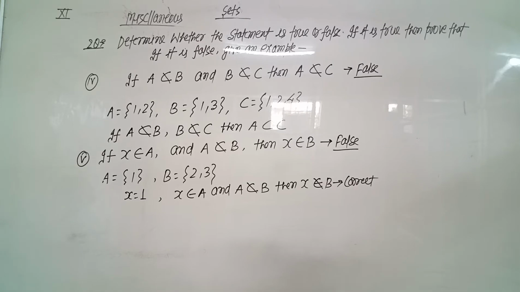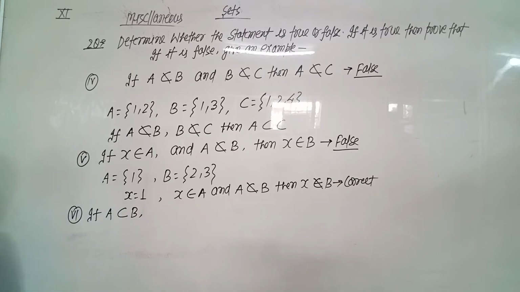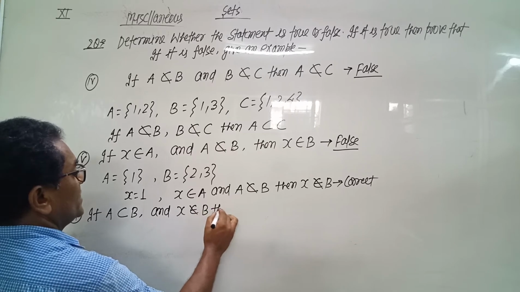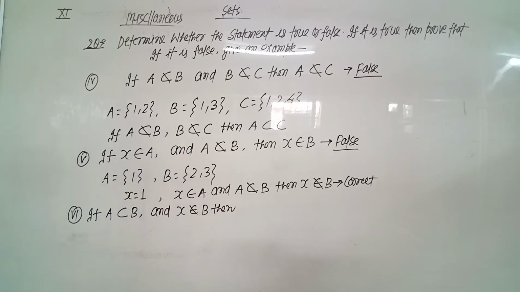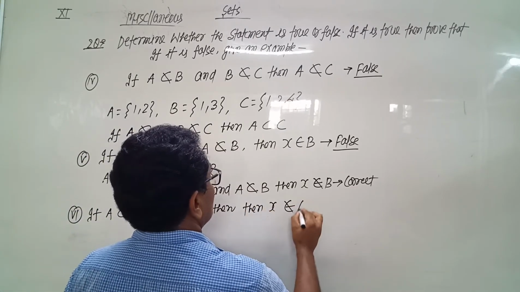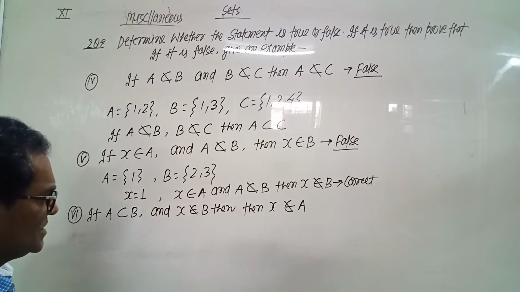Now the next part. If A is a subset of B and X doesn't belong to B, then X doesn't belong to A. If A is a subset of B, it means every element of A is also an element of B, and X doesn't belong to B. So this statement is true.